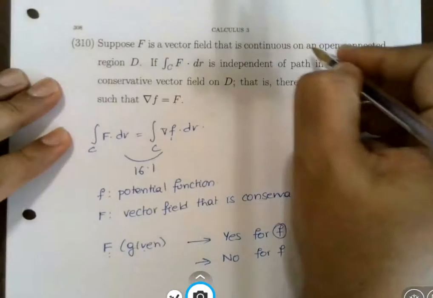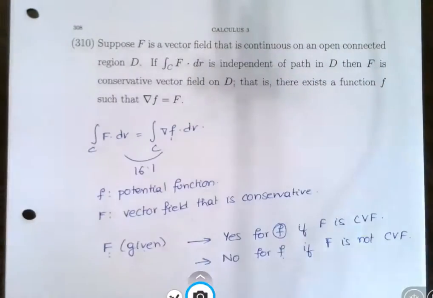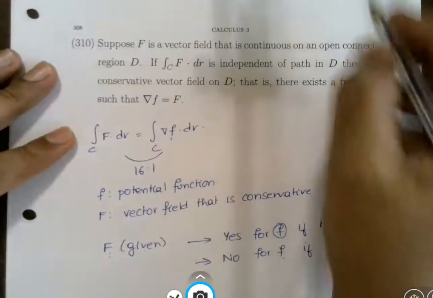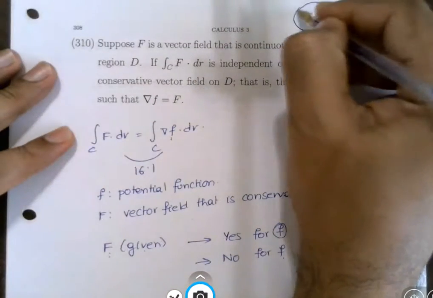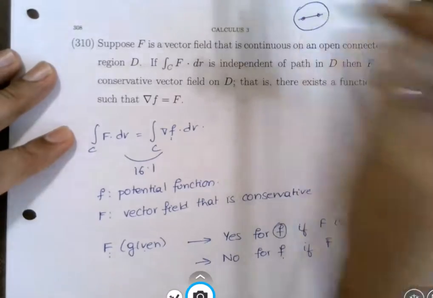Now, what is open? Let's not get into open. What is connected? Connected means if you take any two points, they are connected.